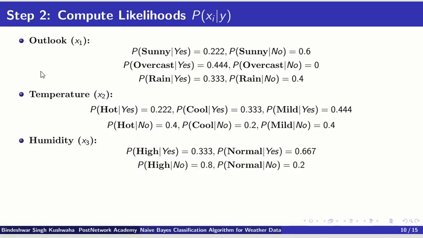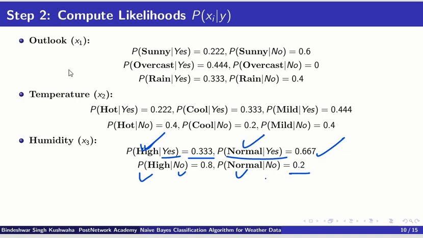And thereafter humidity. Humidity feature has 2 values, high and normal. So probability of high given class yes is 0.333. Normal given yes class 0.667. Probability of high given no class 0.8. Probability of normal given no class 0.2.